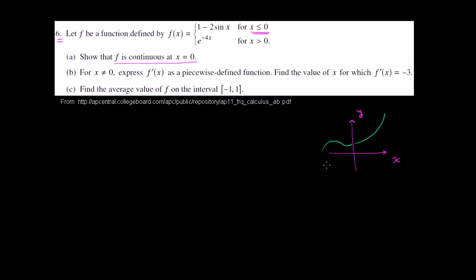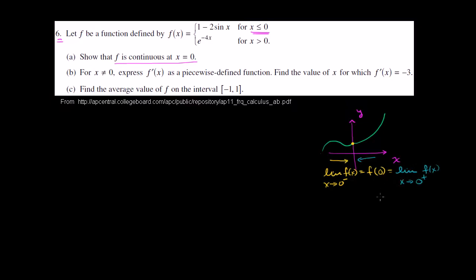The particulars aren't that important. We just have to think about what they're asking. In order for it to be continuous here, the limit as we approach 0 from the left should be equal to the value of the function at 0. So the limit of f of x should be equal to f of 0, which should be equal to the limit as x approaches 0 from the right of f of x.